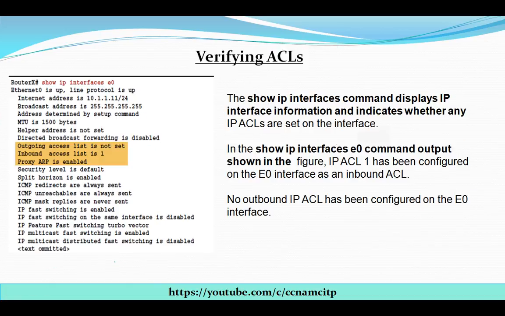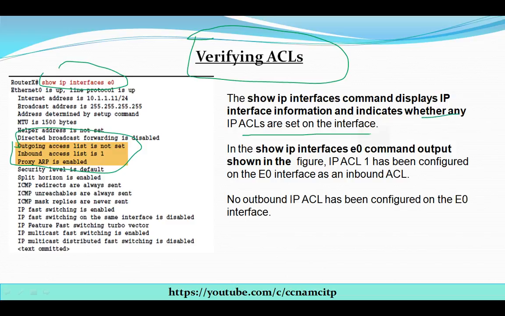Now I will show you one example, just verification here in this slide, how we can verify access list. The command is to check whether it is implemented or not. The command is show IP interface ethernet 0, and here you will get output like this. The show IP interface command displays IP interface information and indicates whether any IP ACLs are set or not on that particular interface. So it will give you information like that.